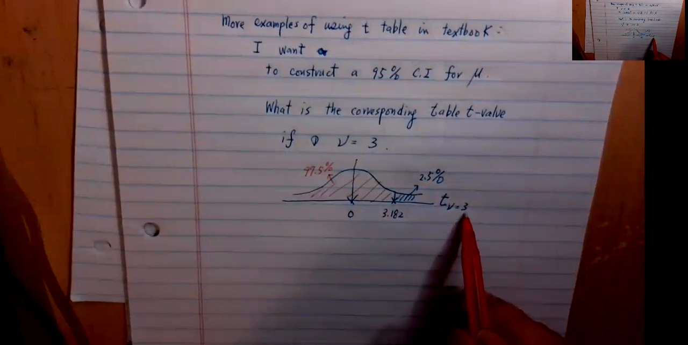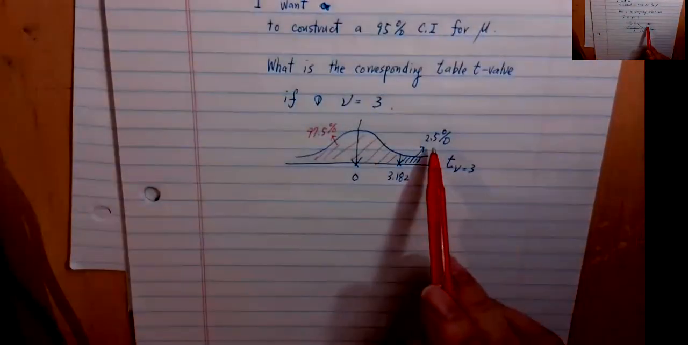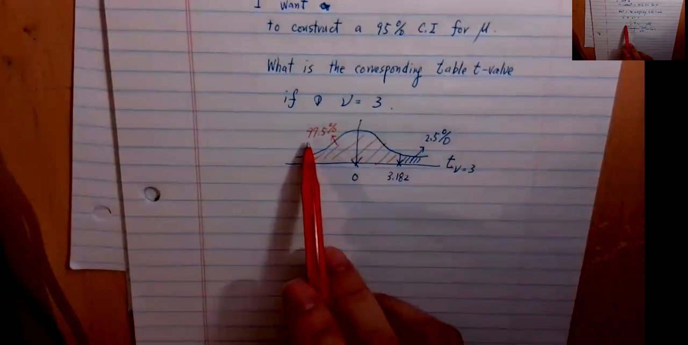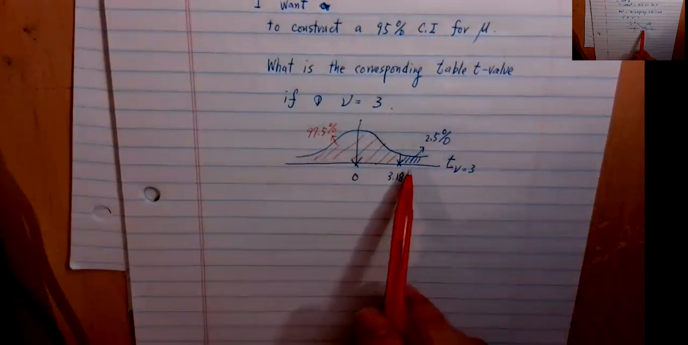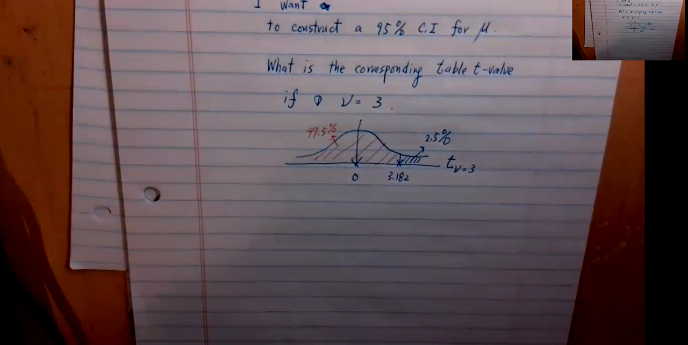Okay, and this is t with 3 degrees of freedom. Let's check the table again. When degree of freedom is 3, you find 3.182. You move your finger up to here. This is 2.5%. This is the right tail probability. And the corresponding left tail probability is 0.975. Okay? And that is the picture I just showed you. 2.5% plus 97.5% add up to 100%. Let's try one more example.